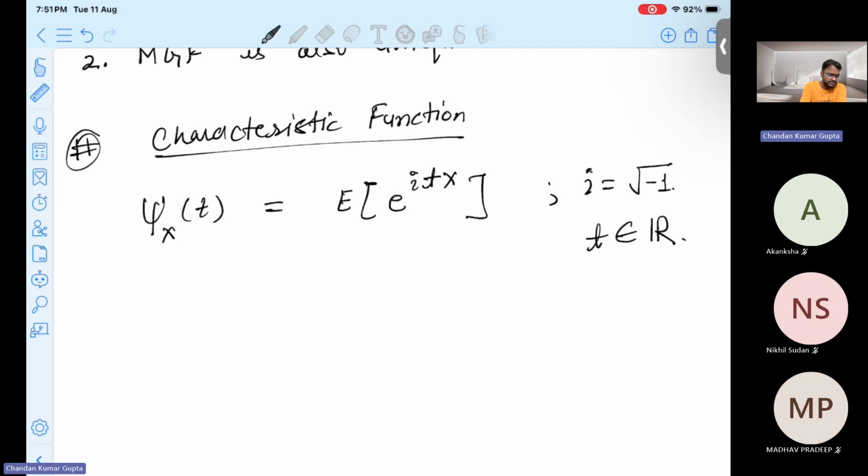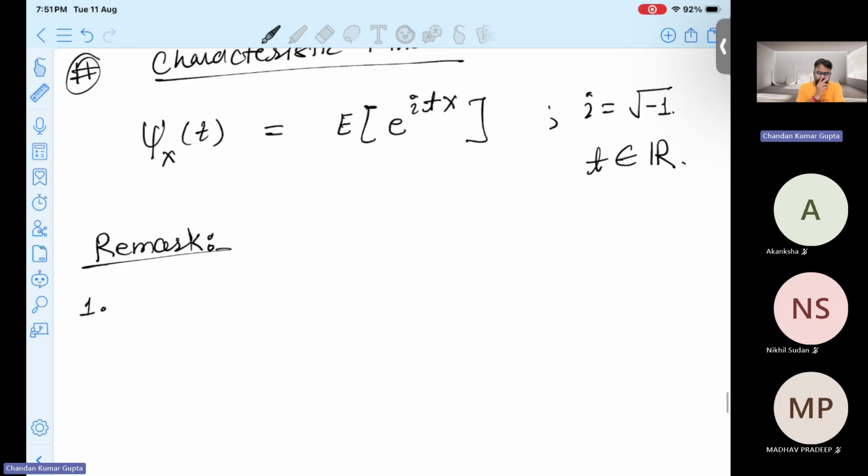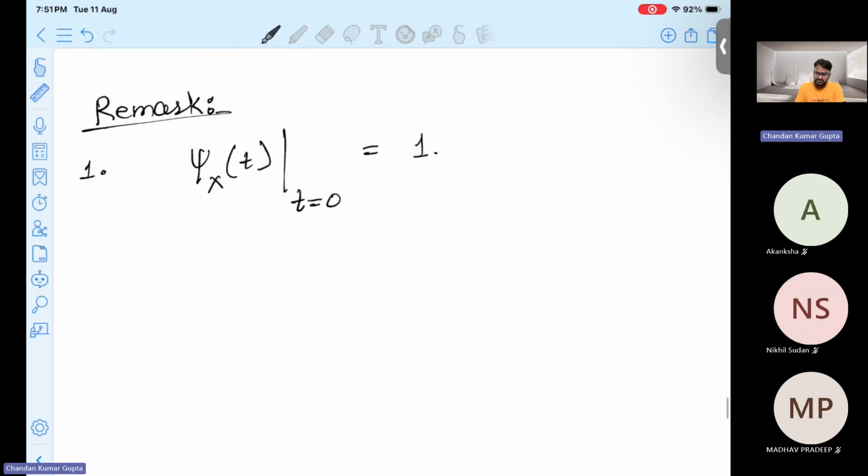So it also has some remarks or properties. Let me write them. The first one is that the characteristic function phi_X(t) at t equal to 0 comes out to be 1. This is the first property of the characteristic function. We also have that it's bounded. Phi_X(t) is bounded between -1 and +1, so the absolute value of this function is always less than or equal to 1.